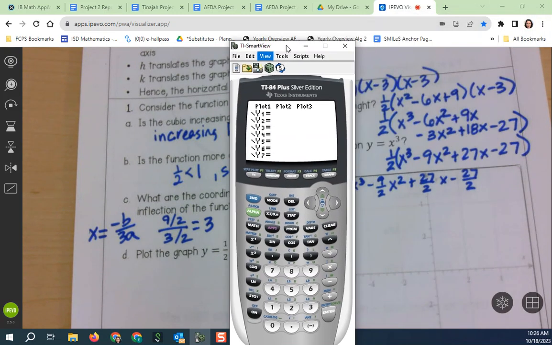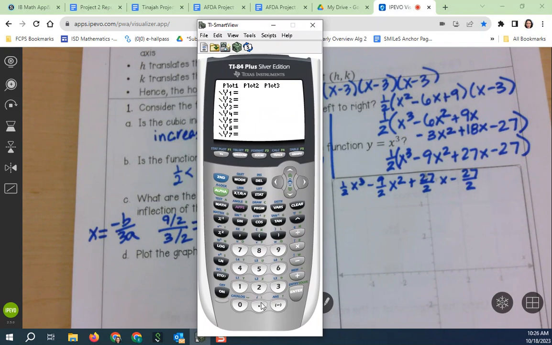I think I need to move it though. So 1/2 x to the 3rd minus 9/2 x squared plus 27/2 x minus 27/2. And then I can look at the table. And it looks like it's 3, 0. So 3, 0 is your point of inflection.